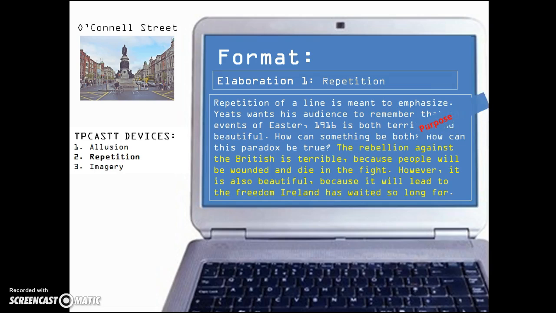Then comes the purpose, where you talk about connotations. What is the repetition trying to communicate? Well, the repetition is trying to communicate that this war will be terrible because people will die, but it's also necessary and beautiful because it will lead to freedom. So make sure that you have a direct statement of purpose, a literal explanation of what the line means, something to spice up your writing, and also a thorough description of the connotations of your device.